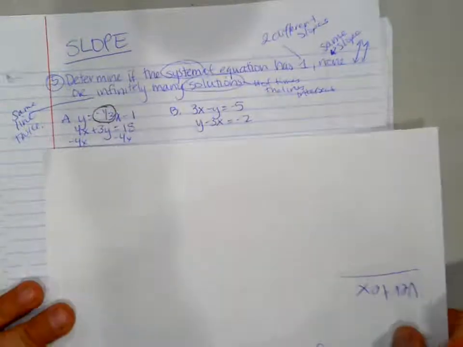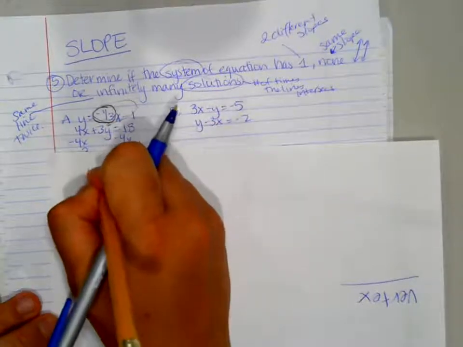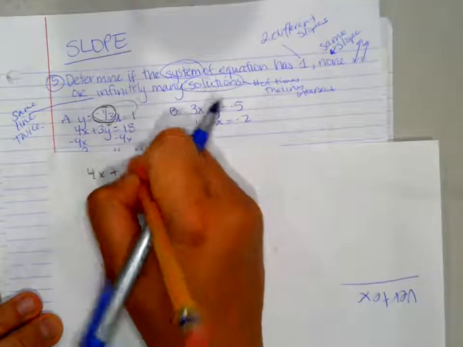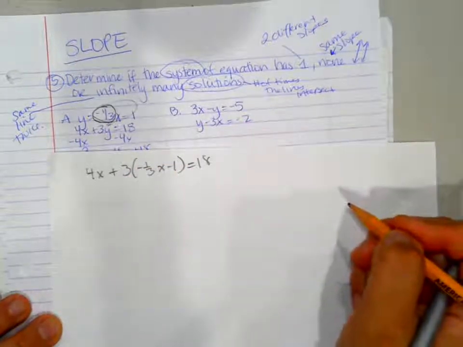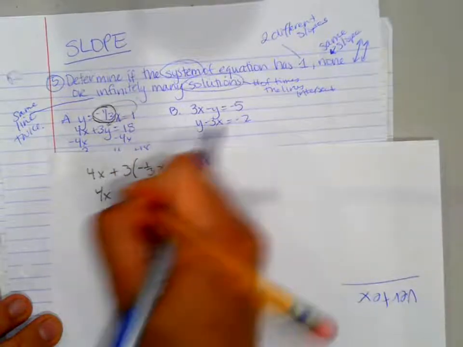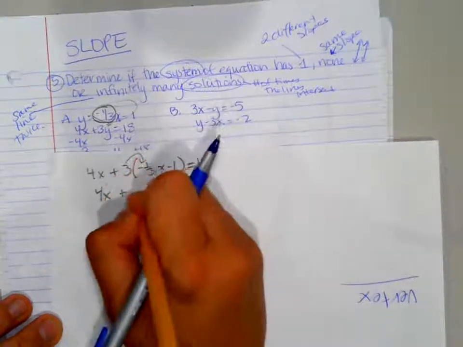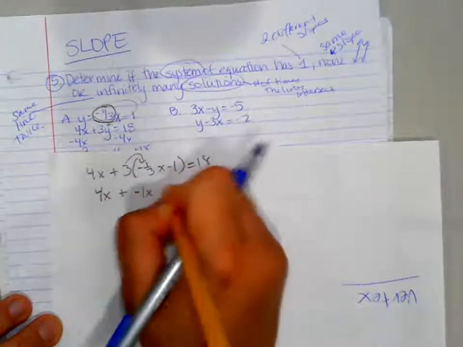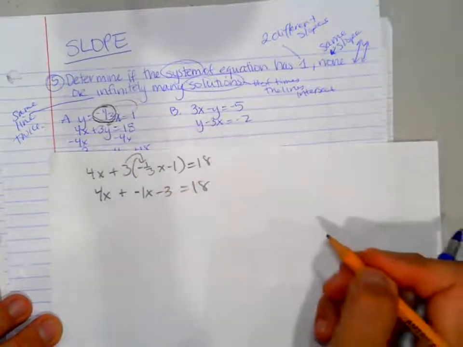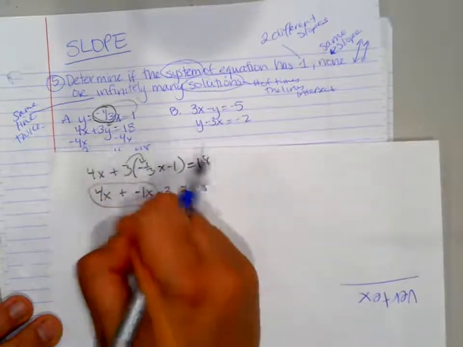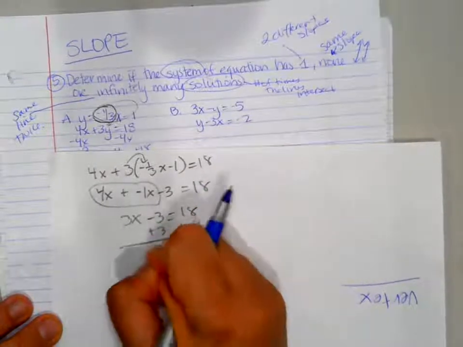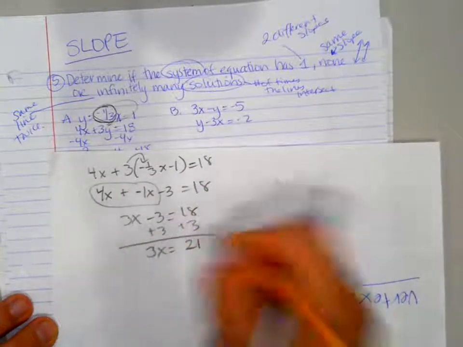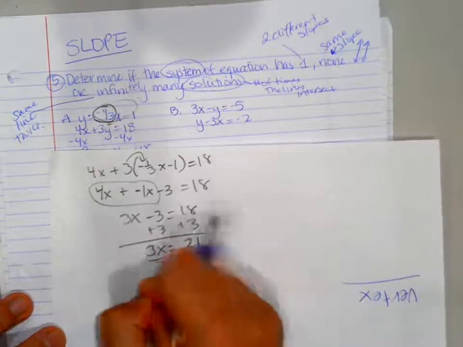So the long way around, I could substitute that in for y, and I would get 4x plus 3 times negative 1/3 x minus 1 equals 18. If I distribute that, I get 4x minus 1x minus 3 equals 18. Combine like terms: 3x minus 3 equals 18. Add 3 to both sides: 3x is equal to 21.